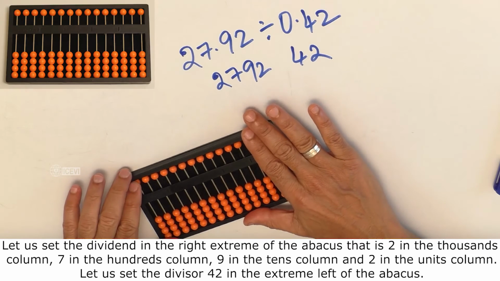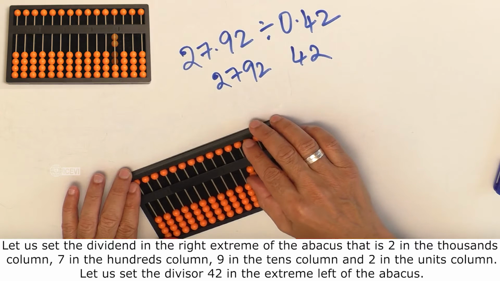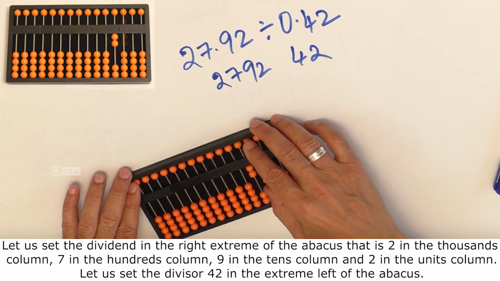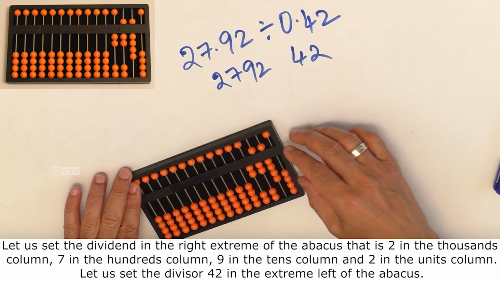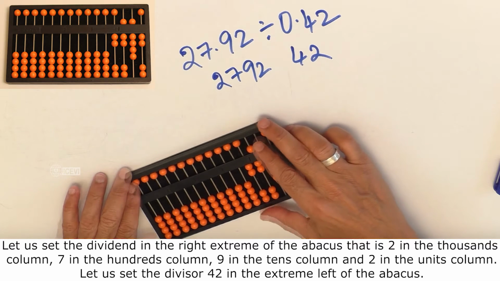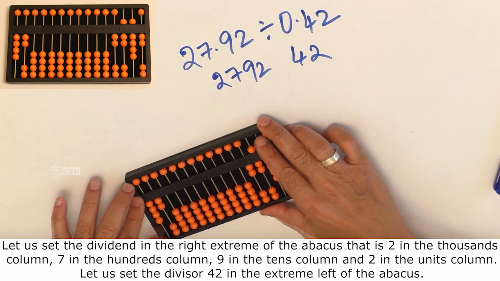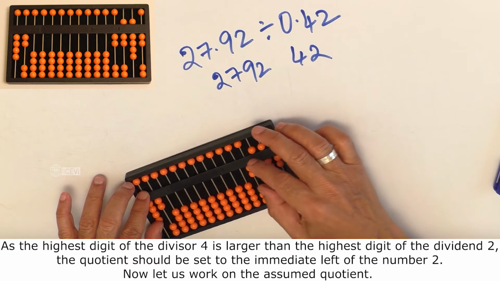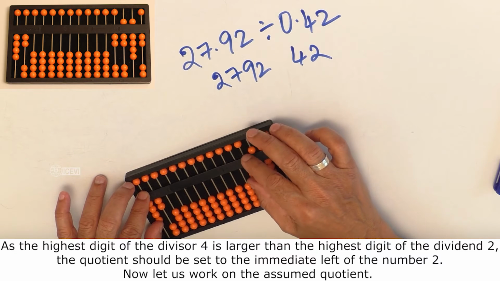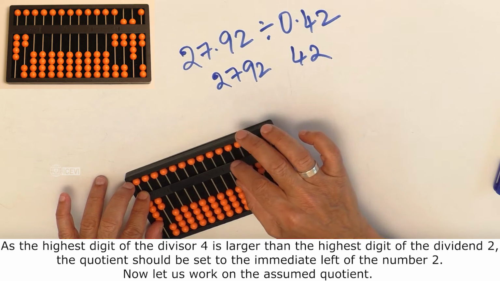Let us set the dividend in the extreme right of the abacus. That is, 2 is set in the thousands column, 7 in the hundreds column, 9 in the tens column, and 2 in the units column. Let us set the divisor 42 in the extreme left of the abacus. As the highest digit of the divisor 4 is larger than the highest digit of the dividend 2, the quotient should be set to the immediate left of the number 2.